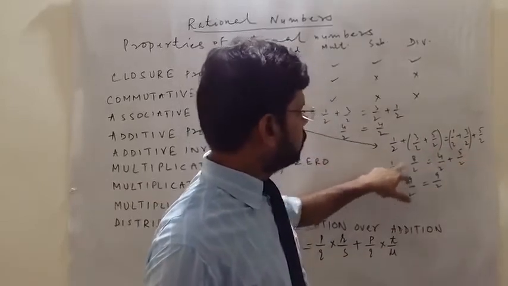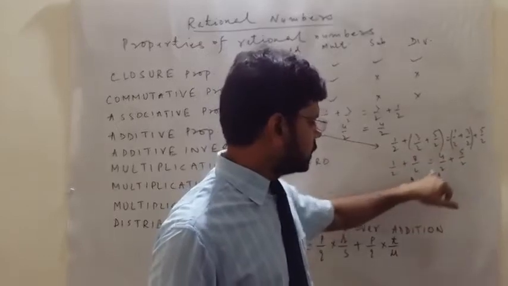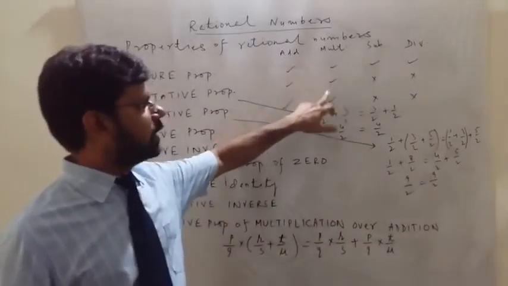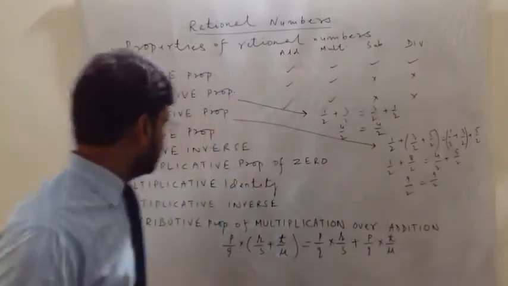Now here 1/2 plus 8/2, then 4/2 plus 5/2. Then the result is the same, 9/2. This associative property also applies in multiplication, but not in the case of subtraction and division.